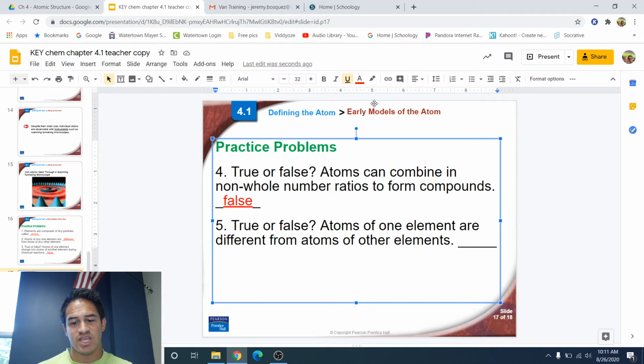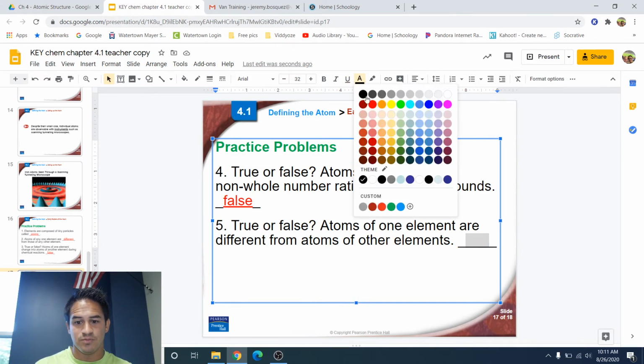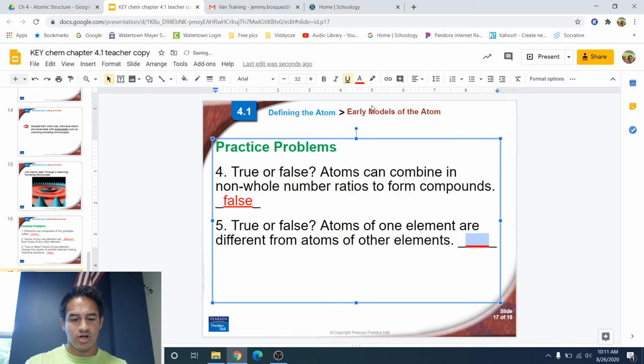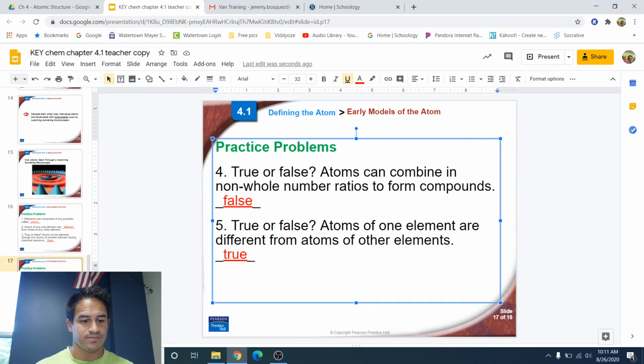Number 5, true or false? Atoms of one element are different from atoms of other elements. So this is basically like the question we've already answered, so we know that this is true. Atoms of one element are different from atoms of other elements. We know that that is still true even to this day.